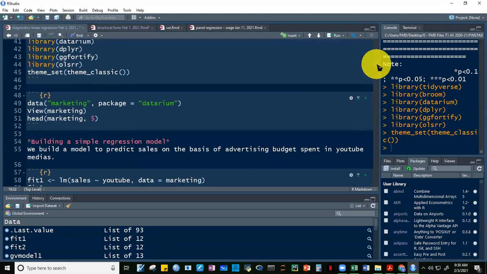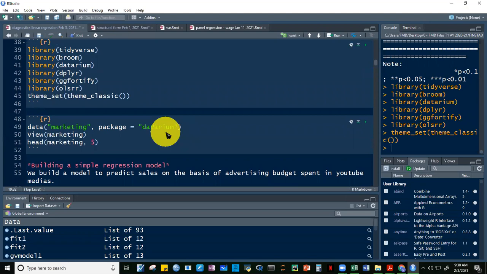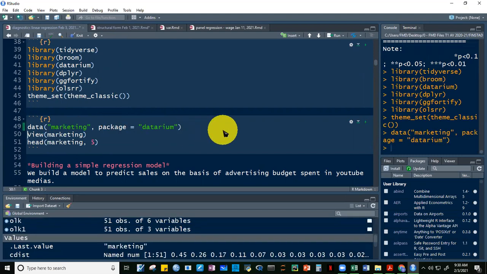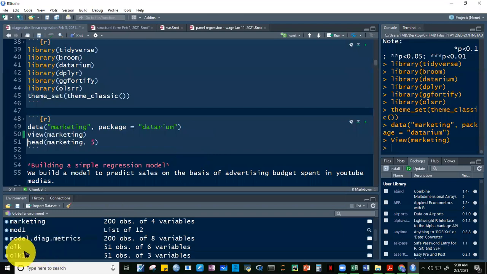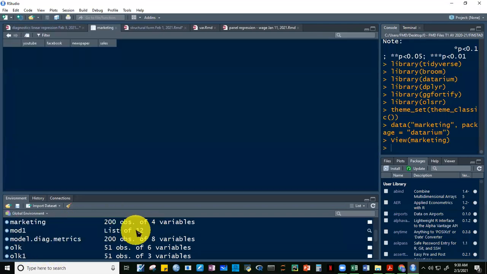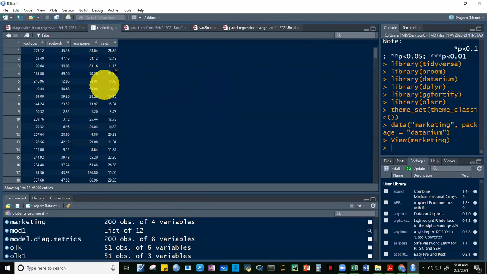Okay, now we're going to make use of the package datarium. We're going to make use of this data marketing. So i-access natin to data marketing that's coming from the package datarium. No? So run natin. Okay, then view. Okay, notice na andito na si marketing, 200 observations. Okay, so you have here data about sales, YouTube, Facebook, newspaper.